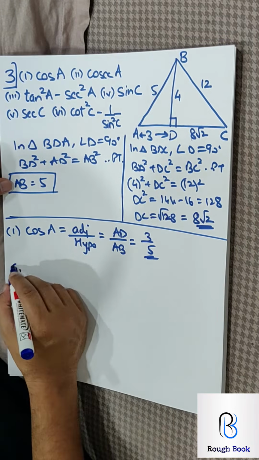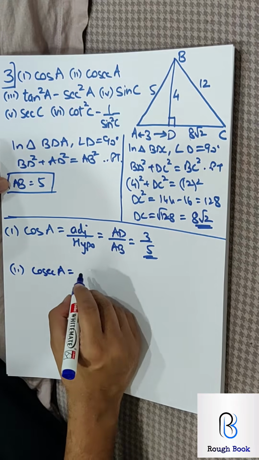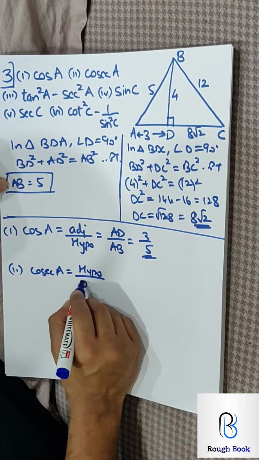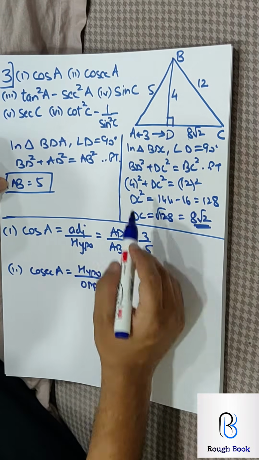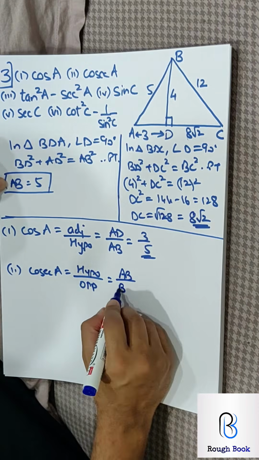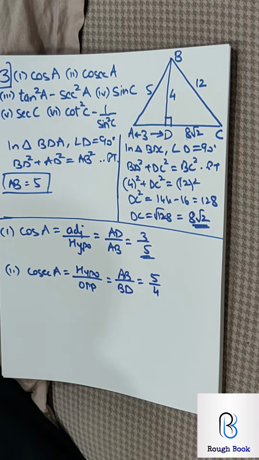The next part, second one, cosec A. So what is cosec? Cosec is hypotenuse upon opposite. Correct? So A ka hypotenuse AB and opposite is BD. So I get it as 5 by 4. Come on, go ahead with the next one.